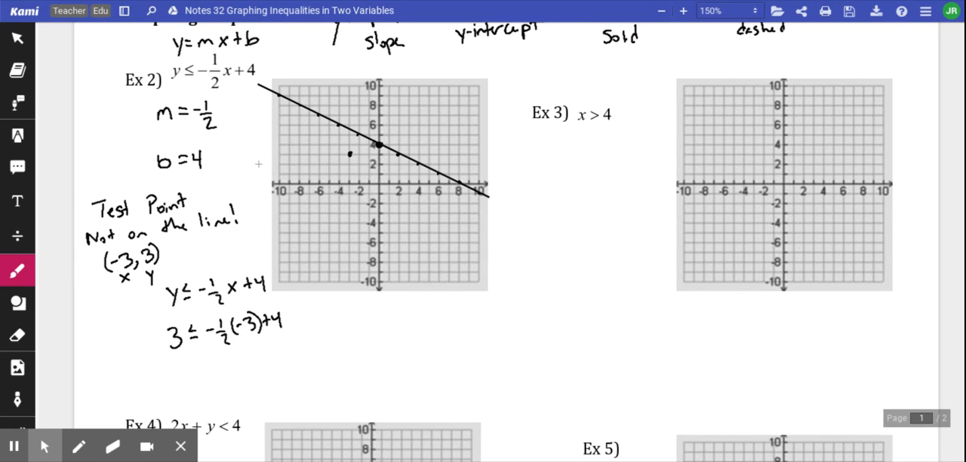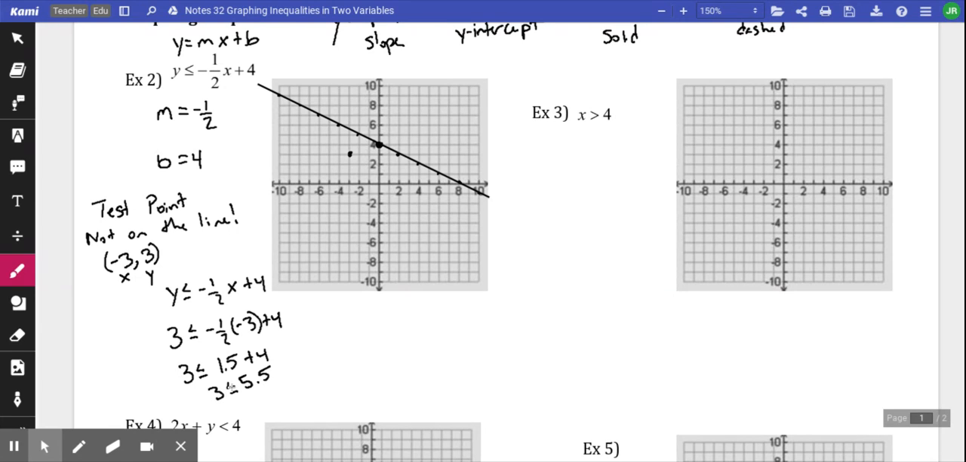Feel free to use Desmos for this. I don't think I have the capability of pulling up that screen with how I chose to record. So I'm going to go through this how Desmos would, by using order of operations. This is going to give me -1/2 times -3, and a negative times a negative is a positive. And then 1/2 times 3 is asking, what's 1/2 of 3, which would be 1.5. And then plus 4. So this gives me 3 is less than or equal to 1.5 plus 4, which is 5.5.